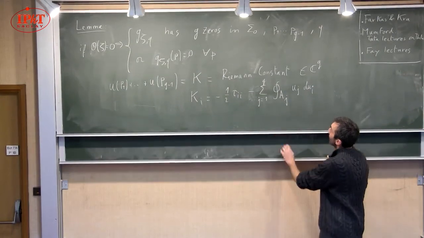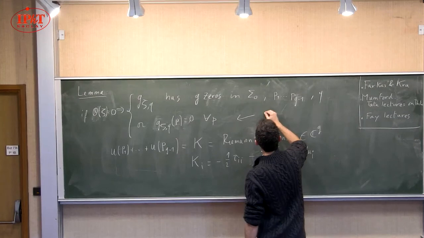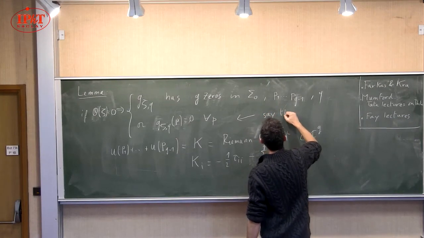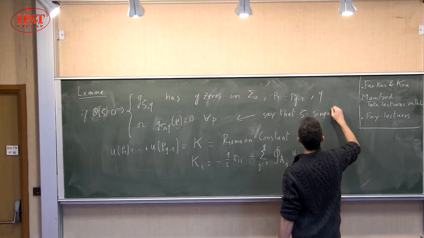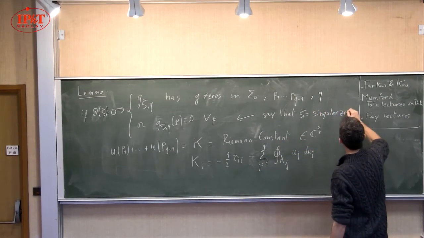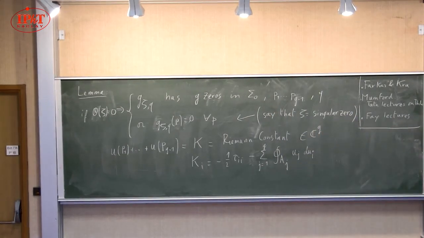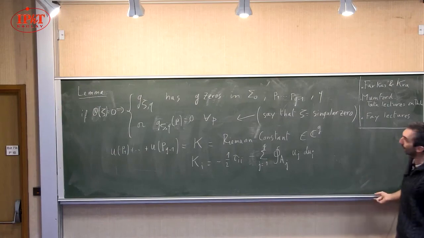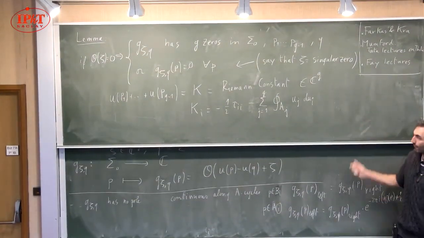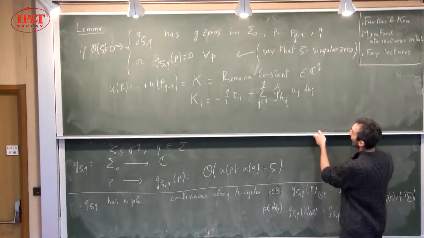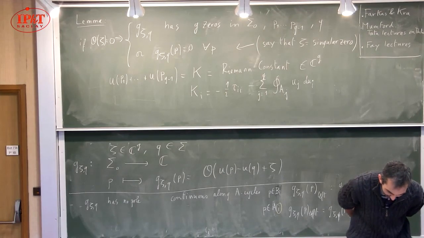So if zeta is a zero such that the function g zeta Q is identically vanishing, we say that zeta is a singular zero. But in fact, there are very few singular zeros. Most zeros are not singular.